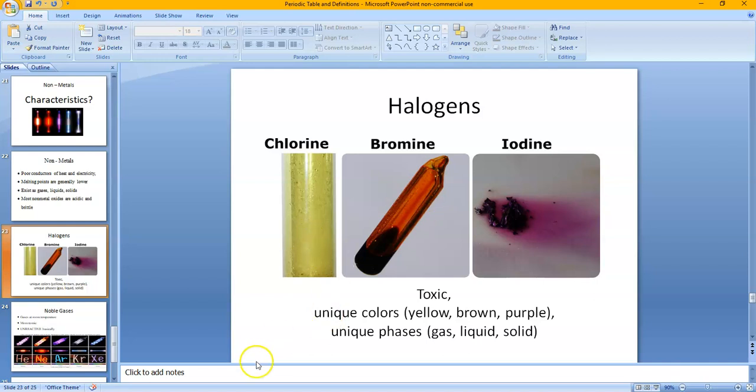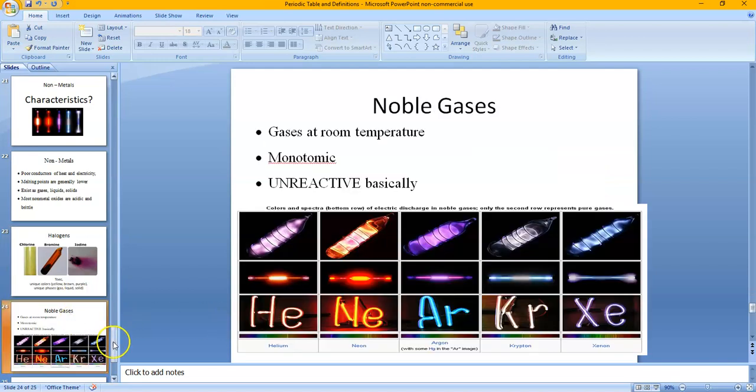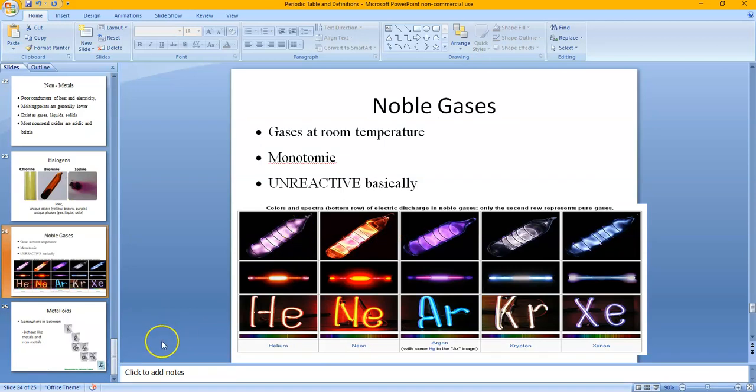But chlorine and bromine are also used in pools to keep them clean, and that's why they are toxic, and in high enough quantities they will kill you. But if you use them correctly, they will kill the bugs and disease that you want to get rid of. So pretty cool. Noble gases are awesome because they are basically unreactive.